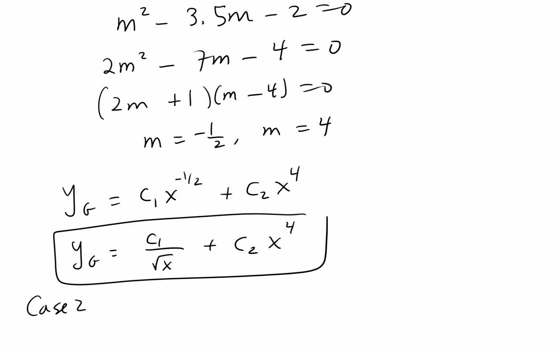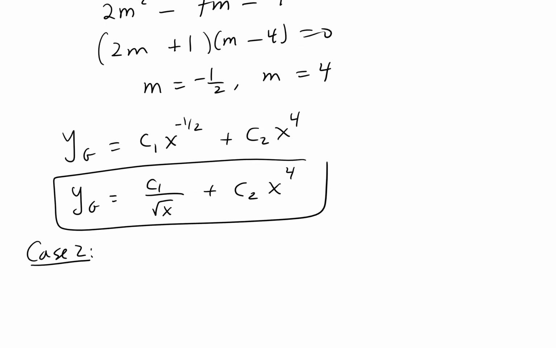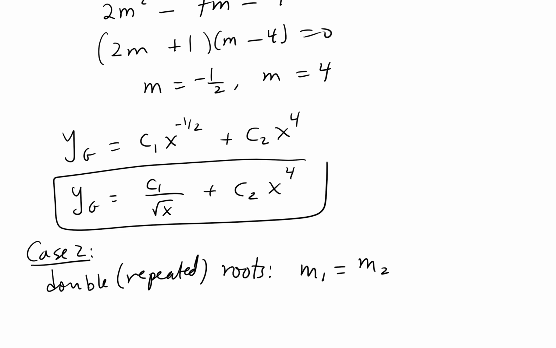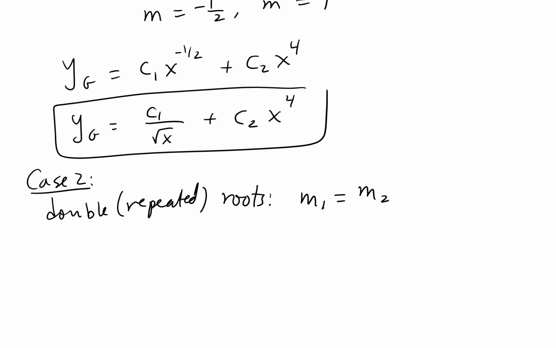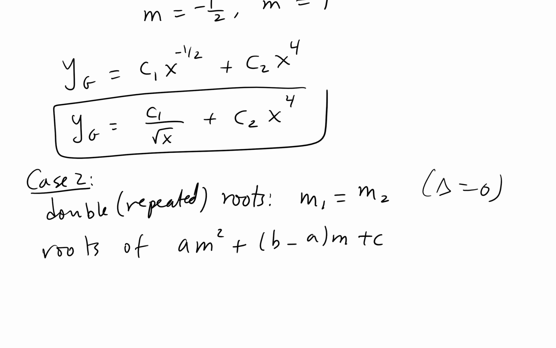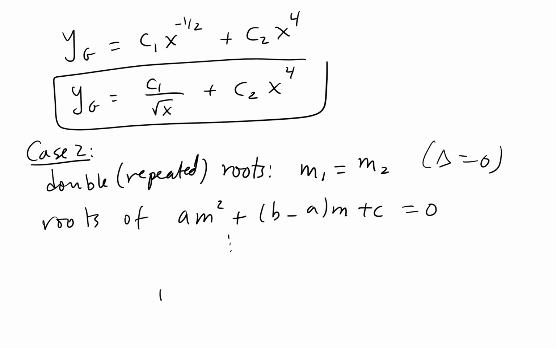Case 2, when we have double or repeated roots. In this case, m1 would equal m2. And this is when the discriminant is 0. So the roots in this case would be the roots of am squared plus (b minus a)m plus c equals 0, like the one we proved earlier. And you can solve for m1. And from there, you just need to know the formula.